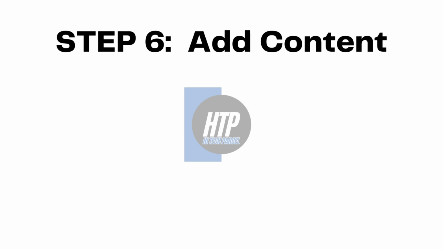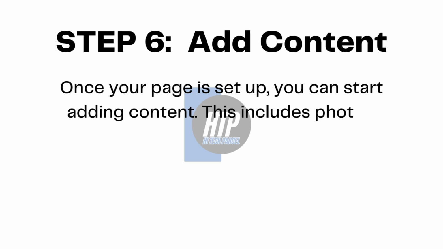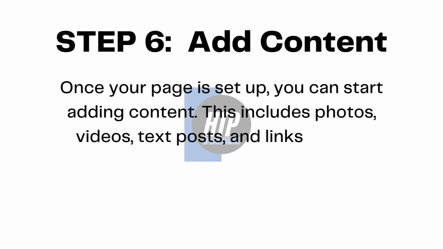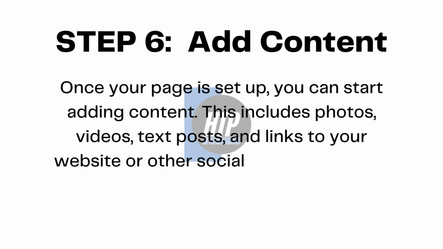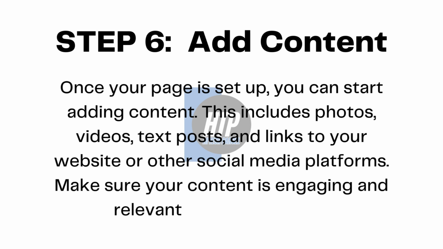Step 6. Add content. Once your page is set up, you can start adding content. This includes photo, video, text, post, and link to your website or other social media platform. Make sure your content is engaging and relevant to your audience.